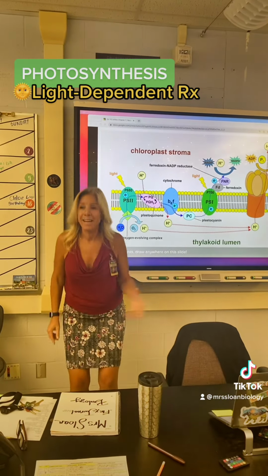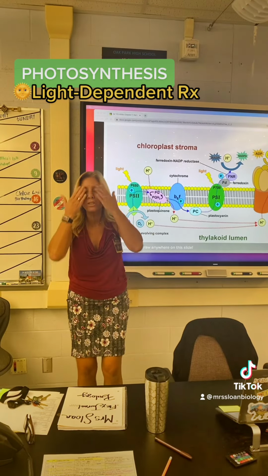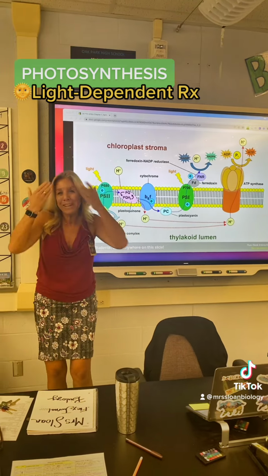Then you take some ATP and some reduced NADP to the dark reaction, or the Calvin cycle, or the light-independent reaction.